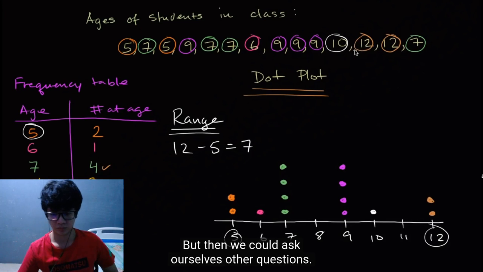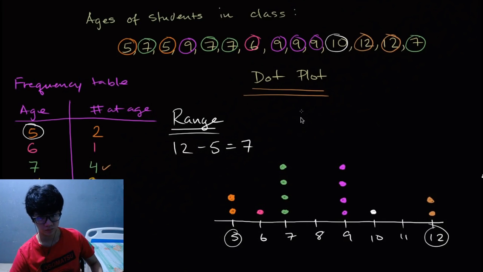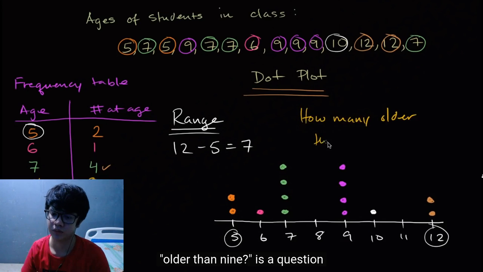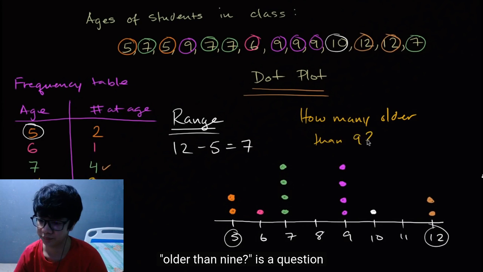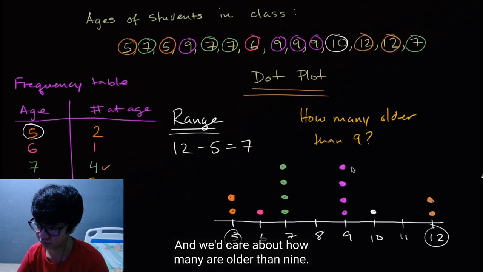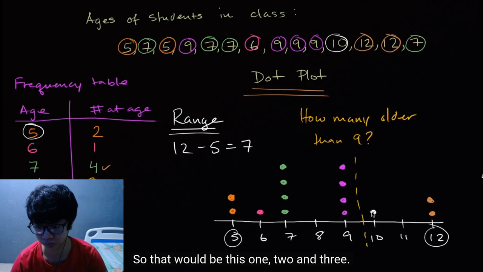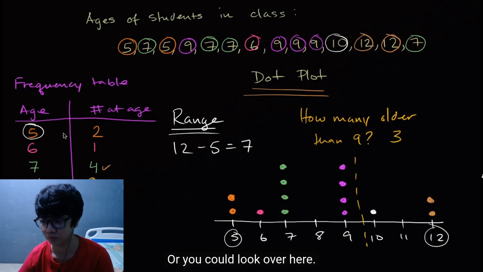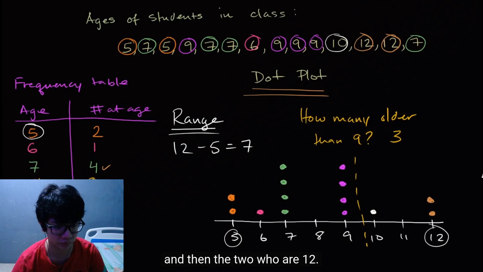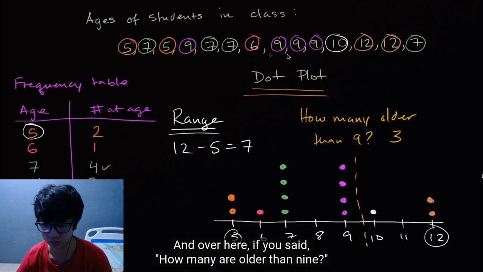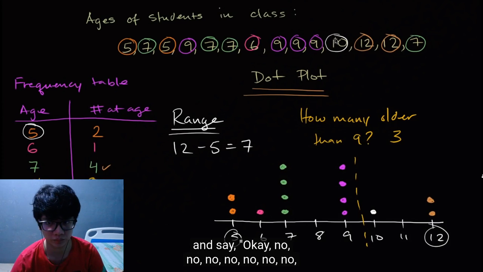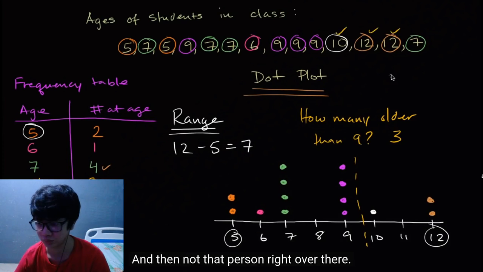But then we could ask ourselves other questions. We could say, how many are older than 9 is a question we could ask ourselves. If we were to look at the dot plot, we say, okay, this is 9, and we care about how many are older than 9. So that would be this 1, 2, and 3. Or you could look over here, how many are older than 9? Well, it's the one person who's 10, and then the 2 who are 12. So there are 3. And over here, you would just have to go through the list and say, okay, no. Okay, here, 1, 2, 3, and then not that person right over there.